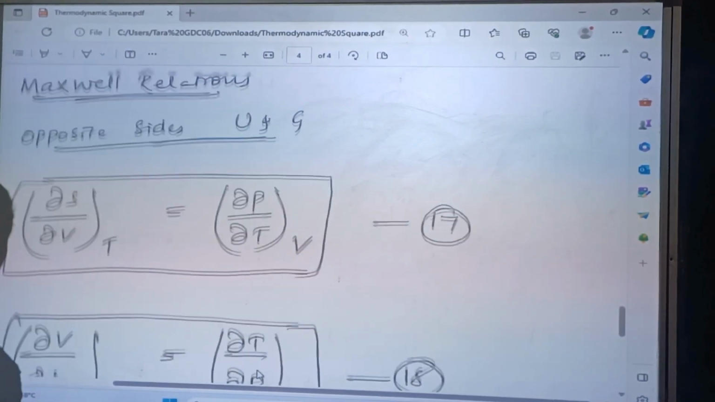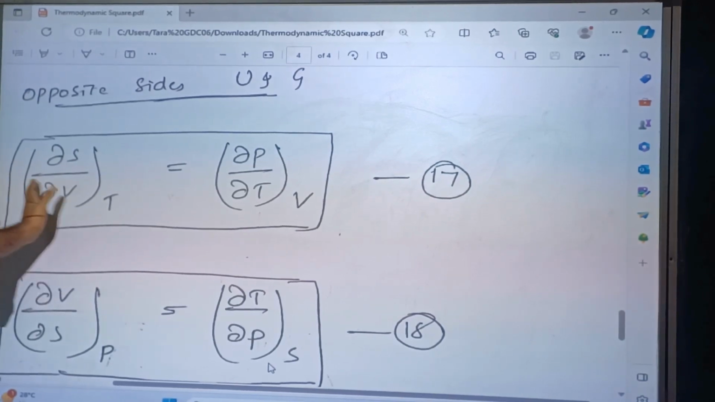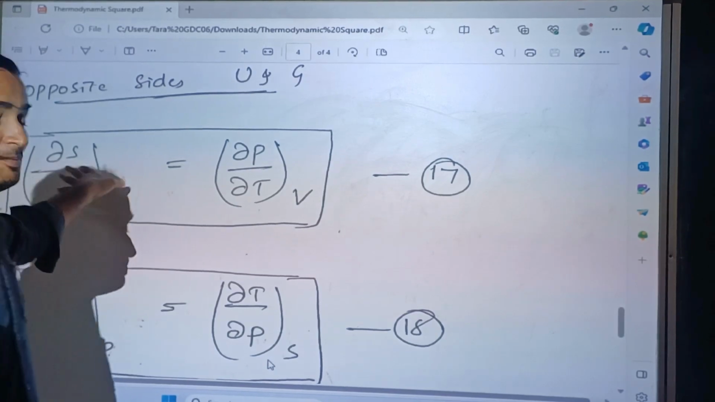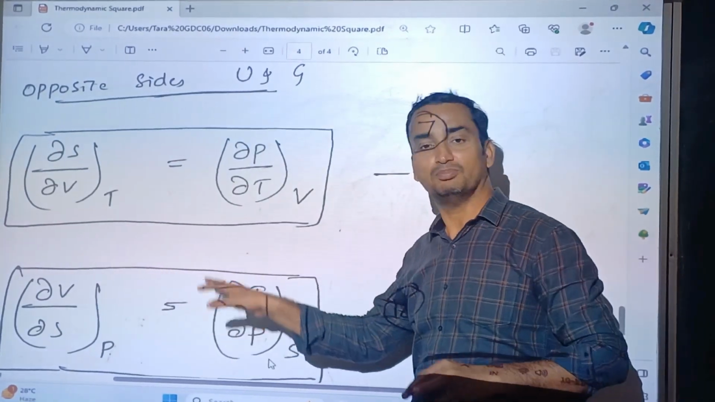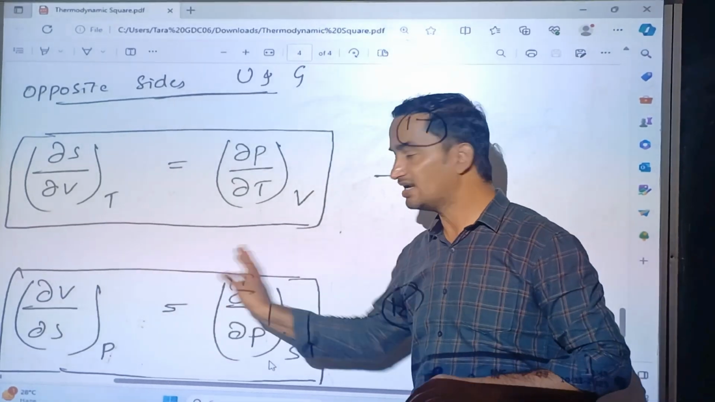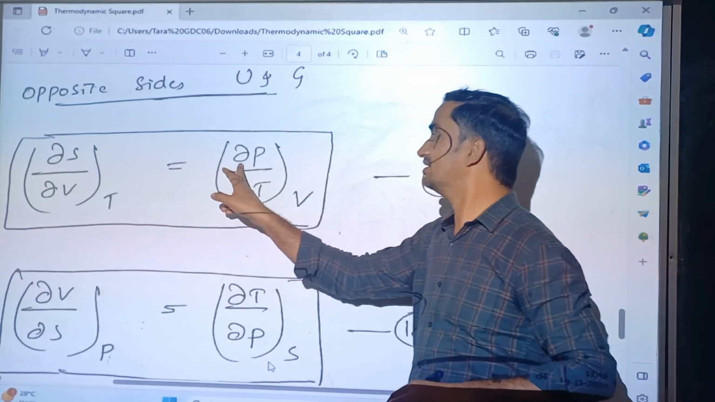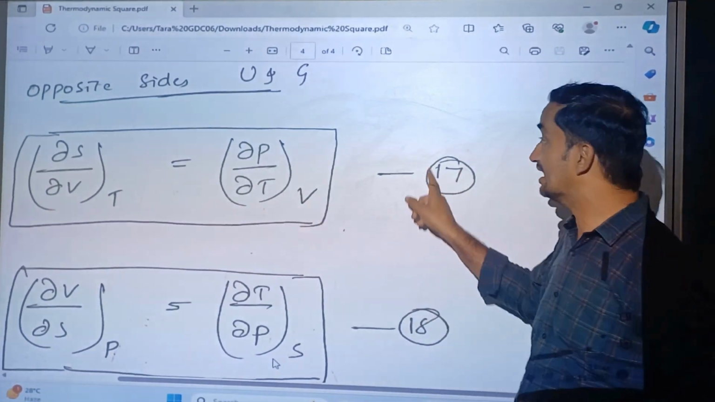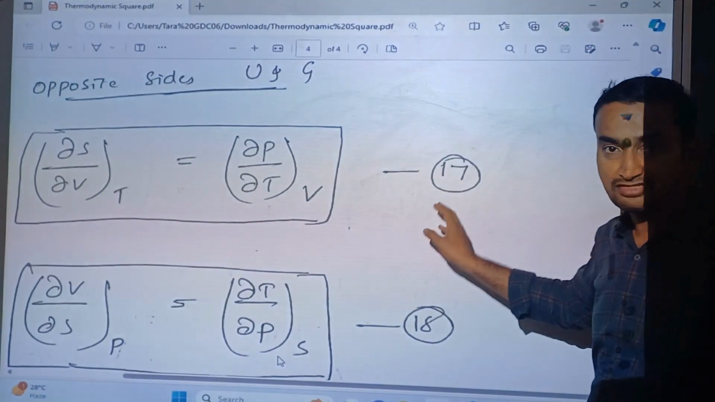Here, the opposite sides U and G, in both the cases we are getting a positive sign. In the 17th, both are already positive. In 18, both are negative, both get cancelled. That's why both are again positive. So ∂S/∂V at constant temperature is equal to ∂P/∂T at constant volume. This is the 17th relation, and this is also called Maxwell relation 4.